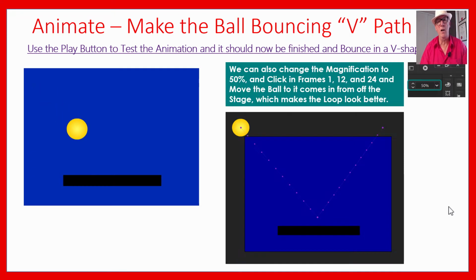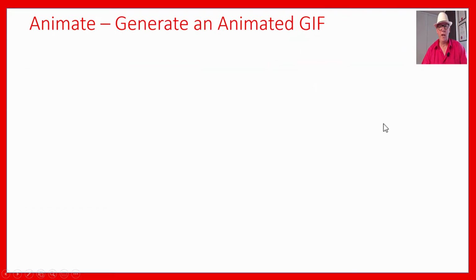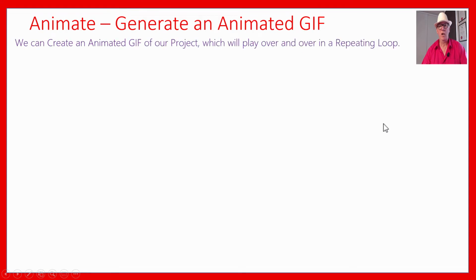We're just going to make it a little bit nicer. We're going to change the magnification here to 50% so we can see our stage and a bit off the side of the stage. And we're going to click in frame 1 and just move the ball over to here. Frame 12, we're just going to make sure it's still on the platform. And 24, we're just going to move it from here up to here so it's off the screen. So that way when it plays and we generate the animated GIF, it'll look a bit different, which we'll show you in a minute.